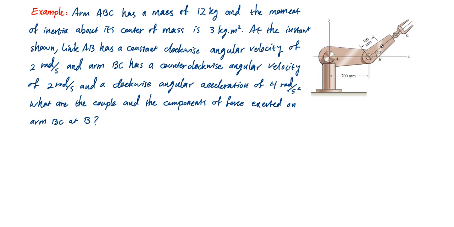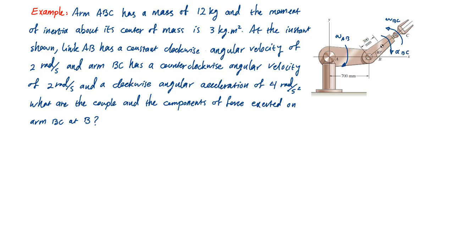2 radians per second. So we have a clockwise angular velocity on length AB, something like this, omega AB, and that's 2 radians per second. Arm BC has a counterclockwise angular velocity of 2 radians per second, so that would be in this direction. This is omega BC. And you're also told that arm BC has an acceleration of 4 radians per second, and that is clockwise, so that would be in this direction, alpha BC.